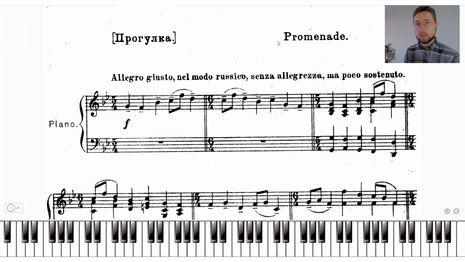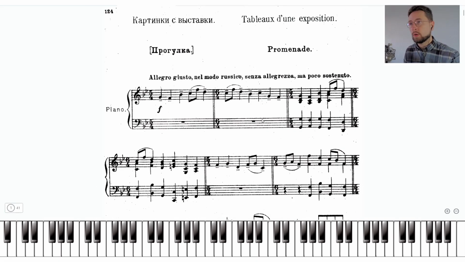I'm professor of music education, doctor of musicology, pianist and composer, and in today's video we'll be looking at one of the most iconic works of the piano repertoire that became very popular through the orchestration of Maurice Ravel. This is Tableau d'une exposition, or Pictures at an Exhibition, by Modest Mussorgsky.